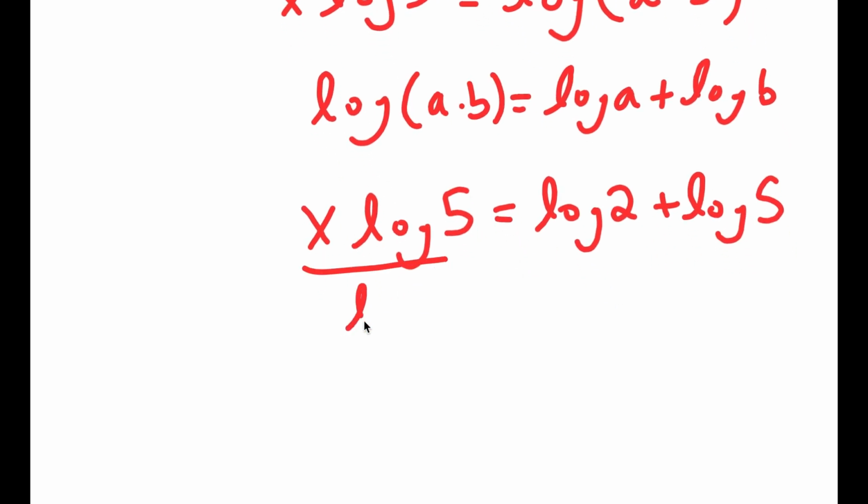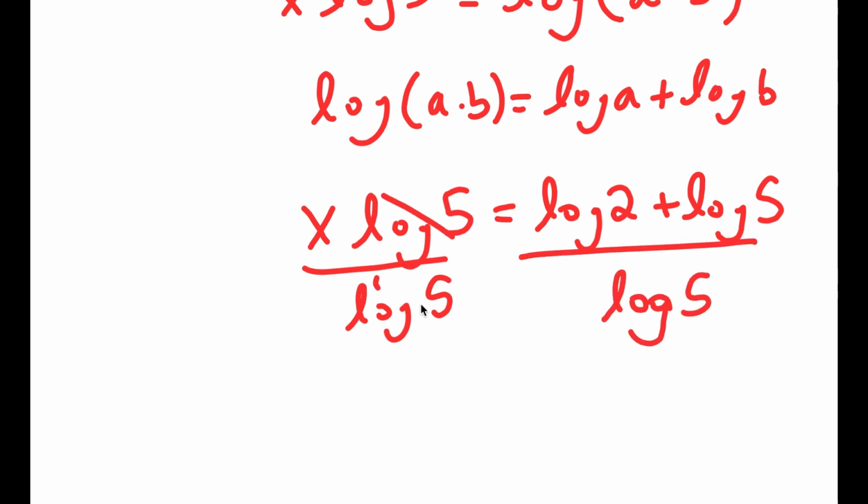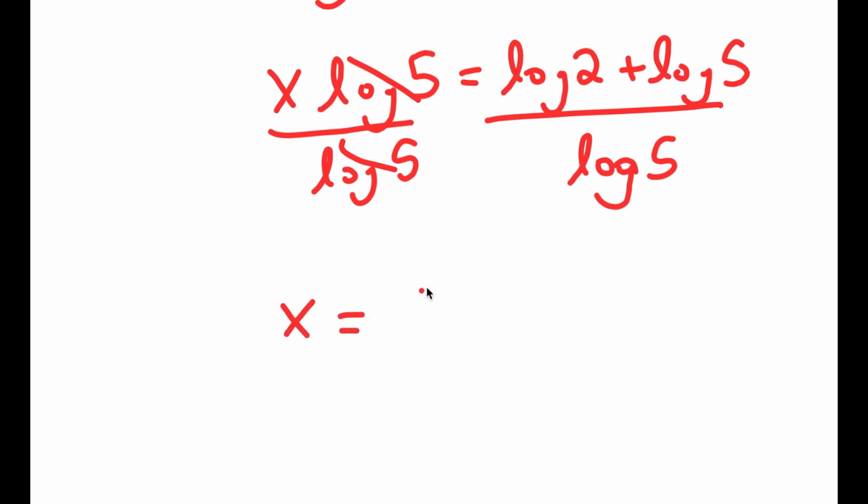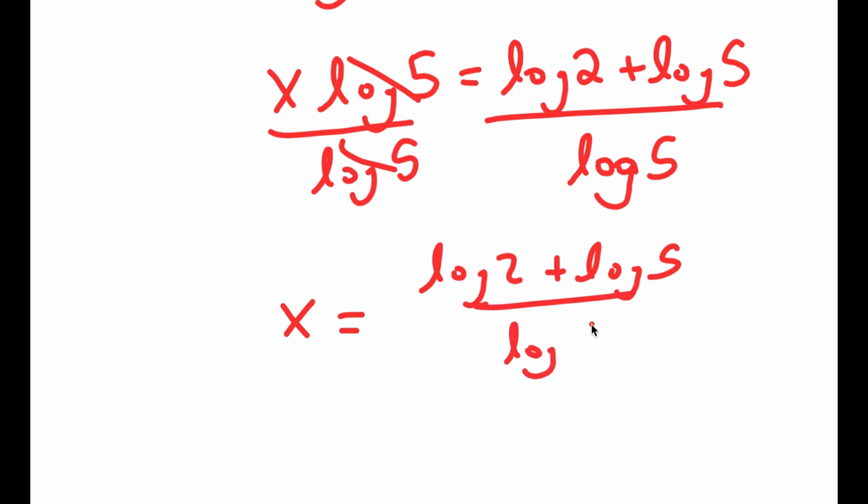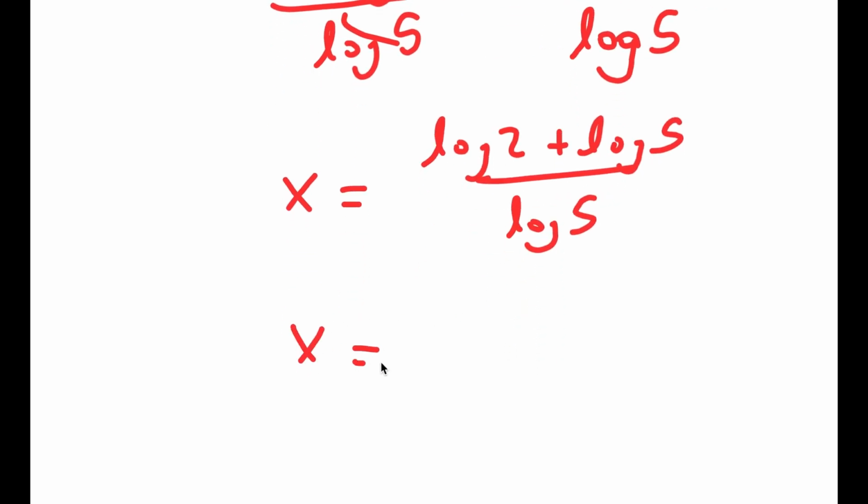And now if I divide both sides by log 5, I get x is equal to log 2 plus log 5 over log 5. And this simplifies to 1 plus log 2 over log 5.